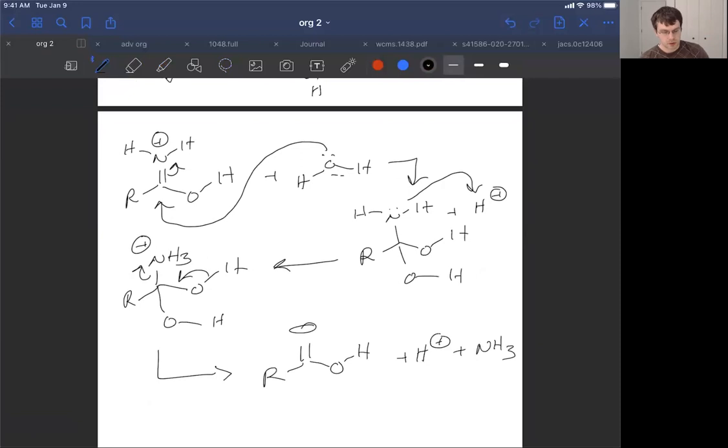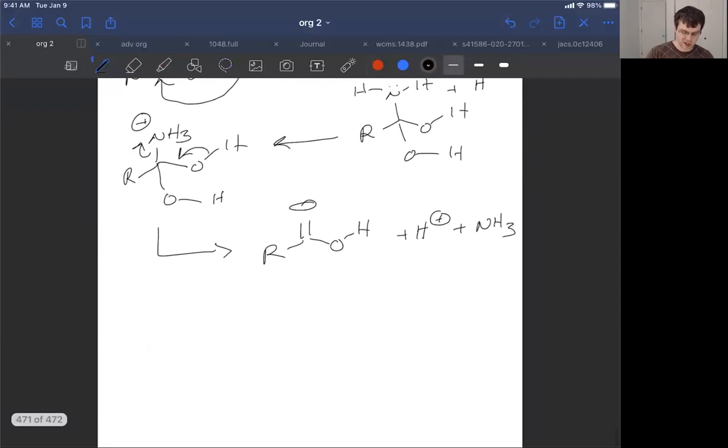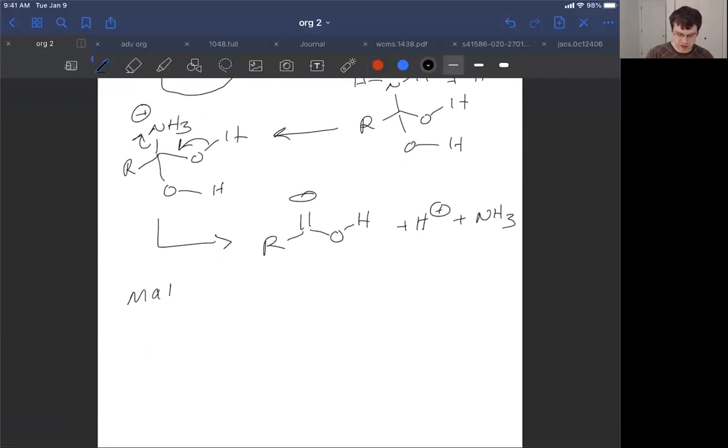Okay, so we went through two mechanisms pretty quick. I don't like to test people too hard on these mechanisms because there's so many other ones that are a little bit more useful. But what I want you to know is that nitriles are a really good entry point into carboxylic acids. And so making nitriles isn't too hard.